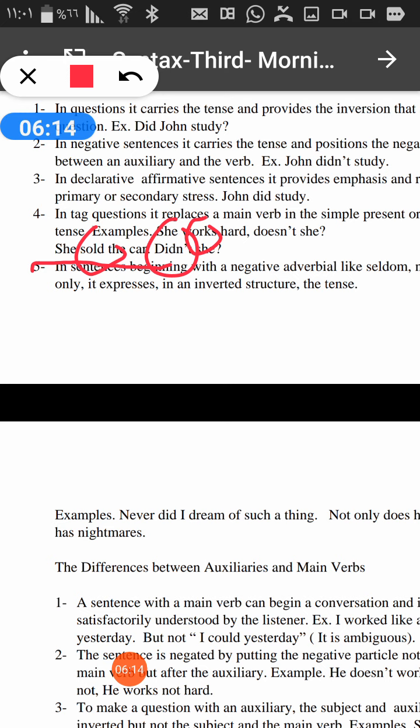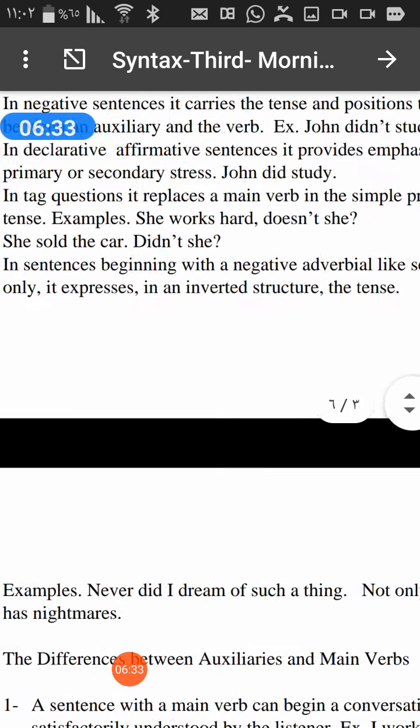So in tag questions, في الأسئلة الذيلية الفعل do يشير إلى زمن الجملة ويعتبر بديل عن الفعل الرئيسي. إذا كان الفعل مضارع بأس فdoes يعوض عنه، وإذا كان ماضي بسيط الفعل did يعوض عنه.